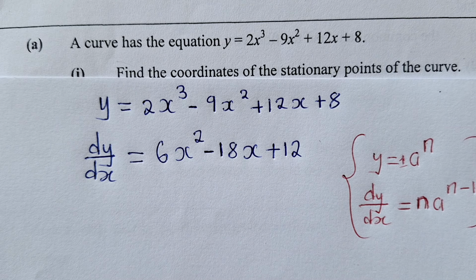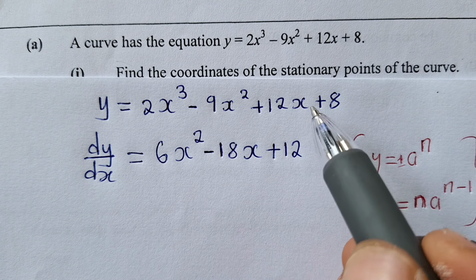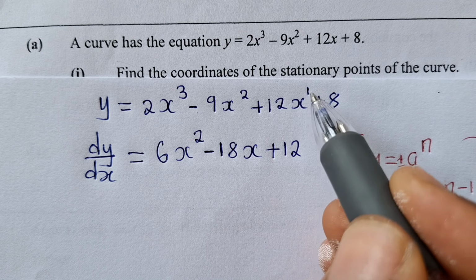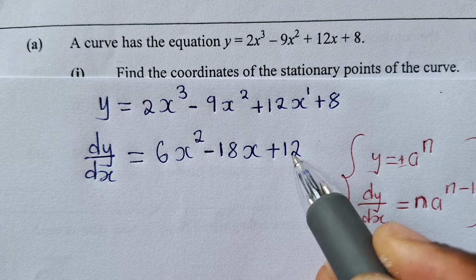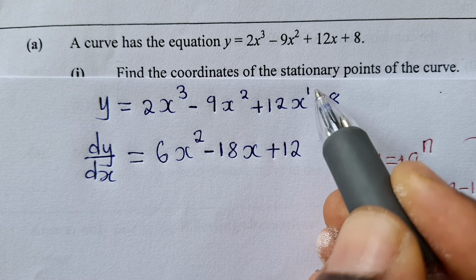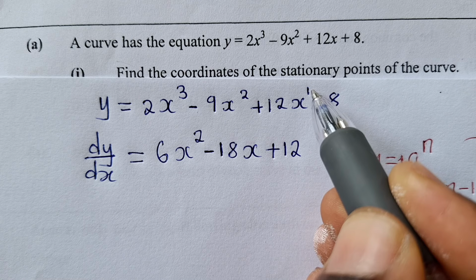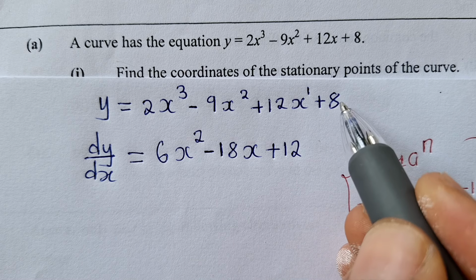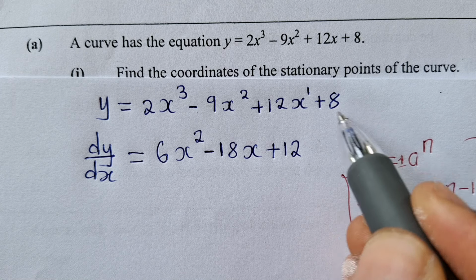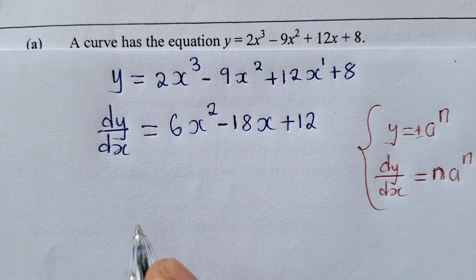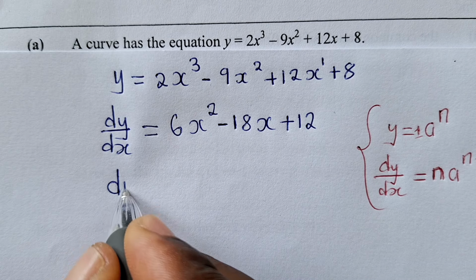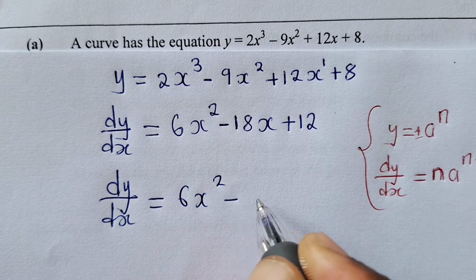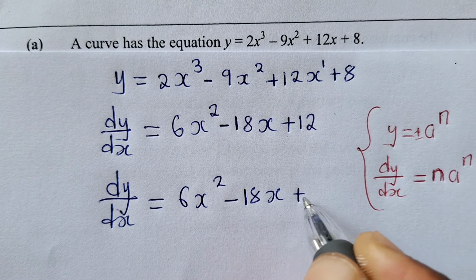I'm not going to talk about this in detail, why this is a 12. But all you need to keep in mind is that there is a power 1 here, so you multiply this 1 times 12, it will give us a 12. You subtract a 1, it will be power 0. So x to the power 0 will give us a 1. 1 times 12 is a 12. For the constant, the derivative of the constant is 0, so ignore the constant. Therefore, we can say our dy dx is equal to 6x power 2 minus 18x plus 12.